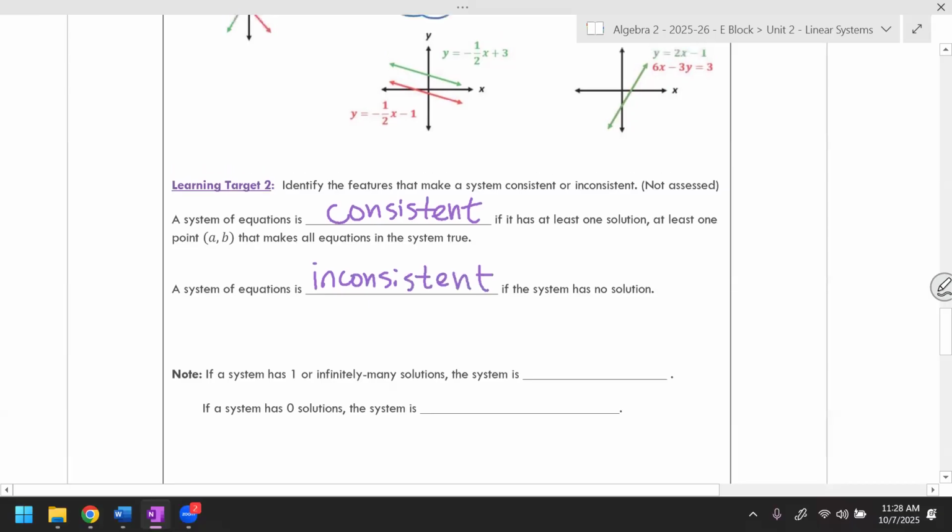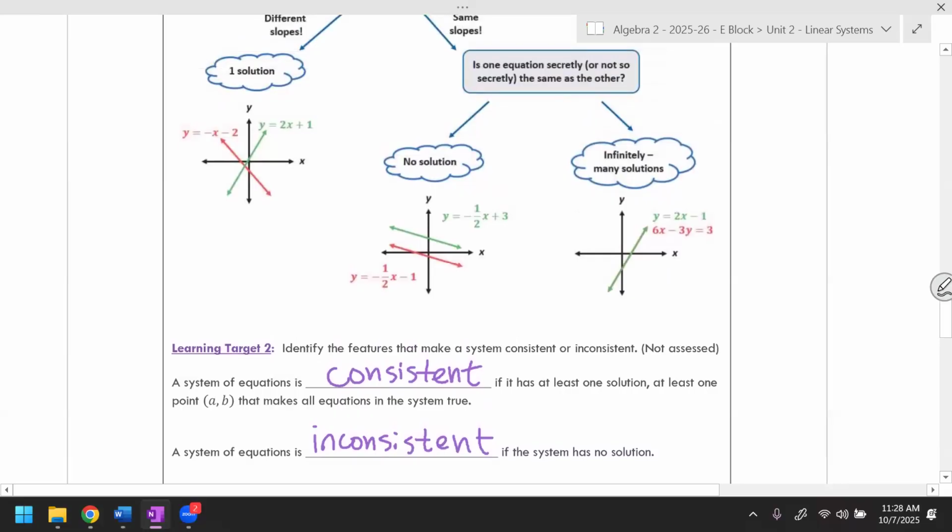Looking at these three situations up here, which ones are consistent and which ones are inconsistent? The first one is consistent, right? Because it's got a solution. There it is. What about the one in the middle? This is inconsistent. And then what about this one, where it's just the same line on top of itself? That's consistent as well, because here you've got all of these solutions.